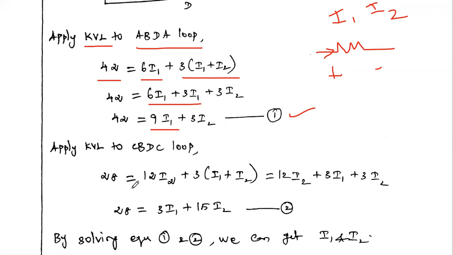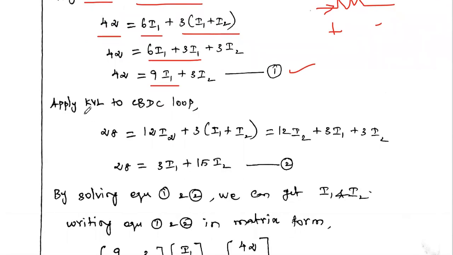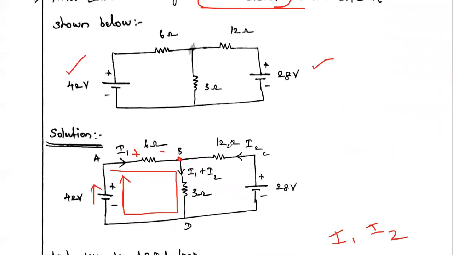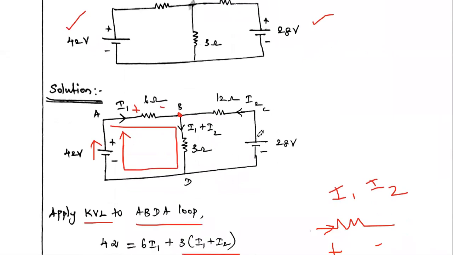Then we have to apply one more KVL for another loop. What is the other loop? C, B, D, and C. Which one is C? Here, this battery. From this battery we are starting: C, B, D, and C. This is the first loop and this is the second loop. Here there is a voltage source, so from the voltage source you start the direction, and we are going to write the KVL equation for the second loop.